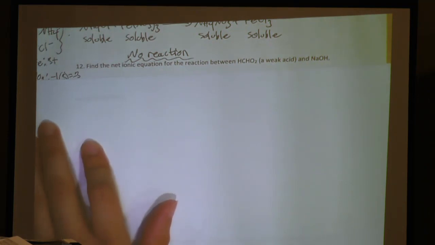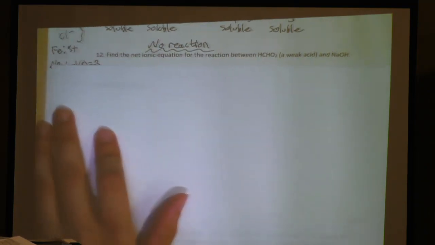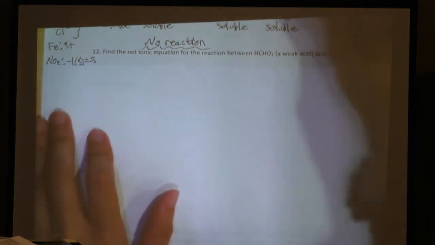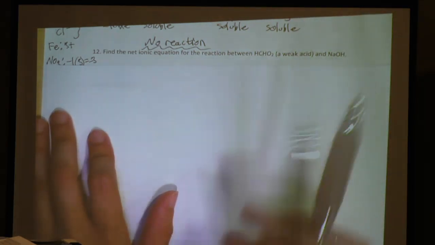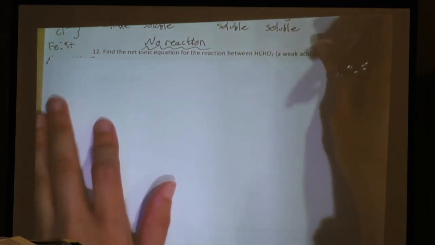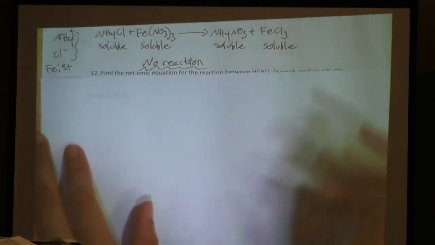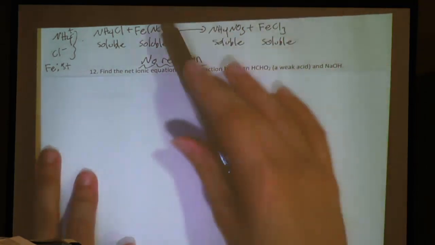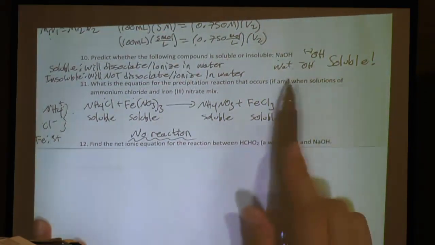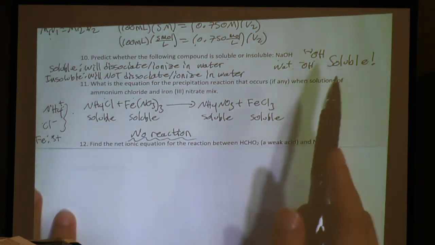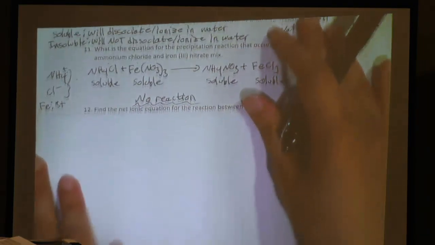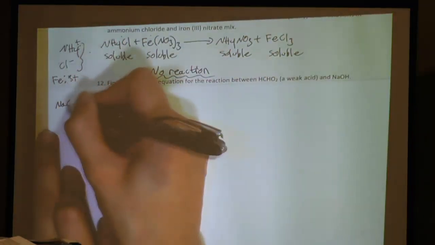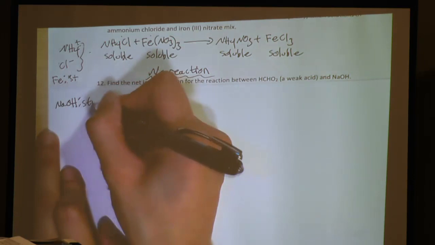So find the net ionic equation for the reaction between HCHO2, which they tell us is a weak acid, and NaOH. So what do we know here? This is a little tricky and gets into the definition of acids and bases. So previously, in question 10 up here, we said that NaOH is a strong base, so it's going to completely dissociate, right? It'll completely ionize. So NaOH is a strong base.